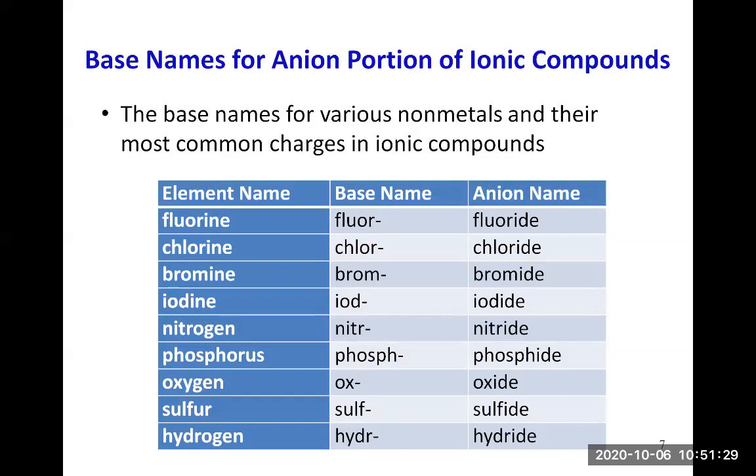Sulfur, again, it's not sulfuride; you remove the "ur" and it's sulf, and with the "ide" it's sulfide. Hydrogen, hydr, hydride. Again, you remove the "ogen" and it's hydride. There are very few nonmetals that make anions, because the noble gases are nonmetals that do not make ions. So that's pretty much the whole list of anion names that you have here.